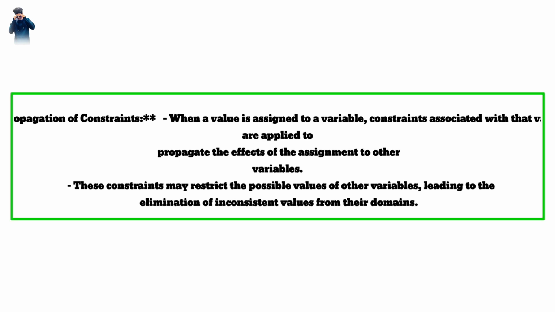1. Propagation of constraints. When a value is assigned to a variable, constraints associated with that variable are applied to propagate the effects of the assignment to other variables. These constraints may restrict the possible values of other variables, leading to the elimination of inconsistent values from their domains.